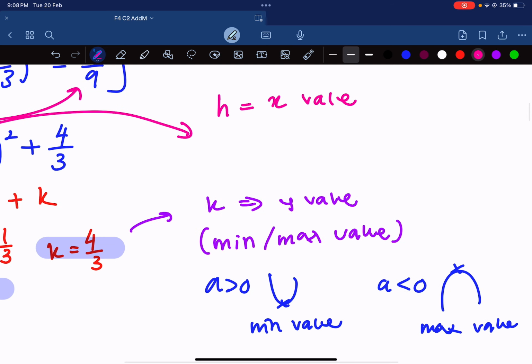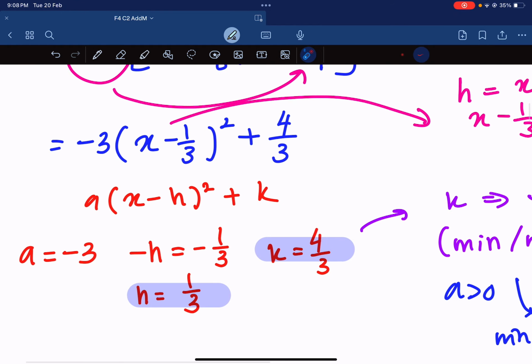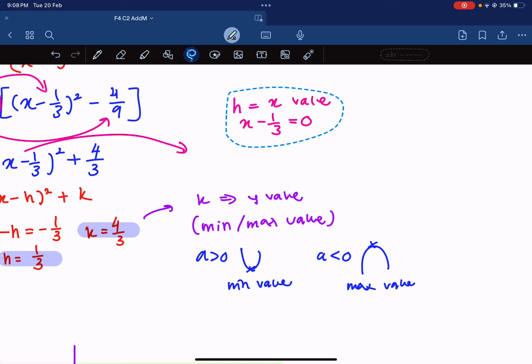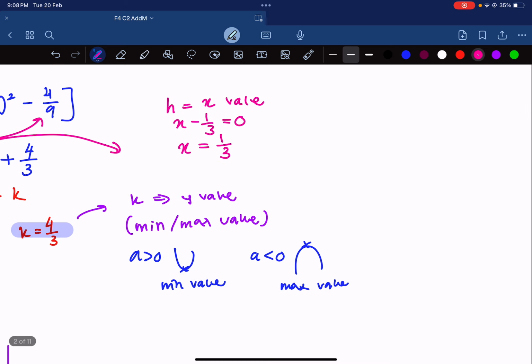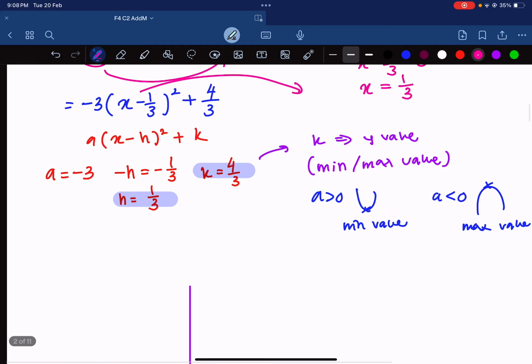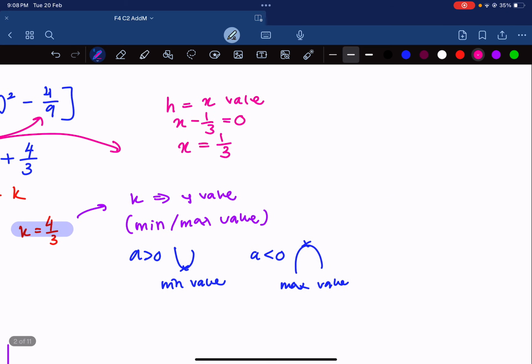Okay, so H ni cara nak cari dia, X minus 1/3 must always equal to 0. Sebab ni kan dia punya factors. So anything yang macam factor tu, dia akan equal to 0 lah. So X minus 1/3 equal to 0, so X is 1/3. Okay, so this is the X value at the minimum point or maximum point. Kalau dalam this case, it's the maximum point lah, sebab graph tadi negatif kan, dia punya A tu. So this is the max point of X.